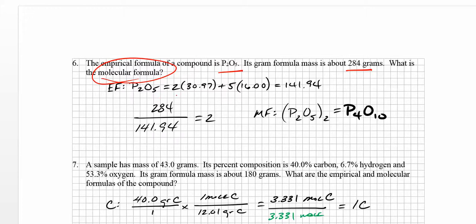So I'm going to say phosphorus, which is 30.97 grams per mole, times 2, plus oxygen, which is 16.00 grams per mole, times 5, and we're going to add those up. We get 141.94.